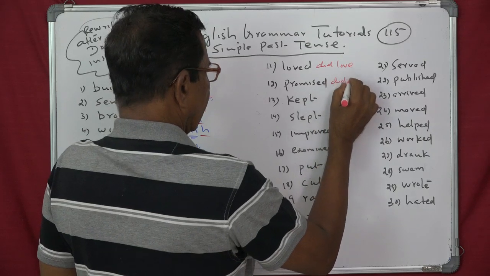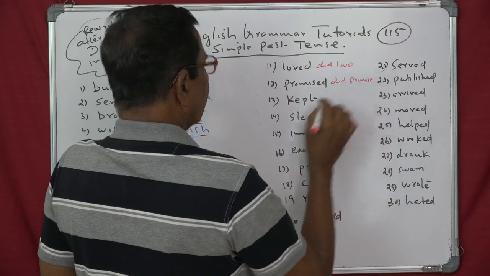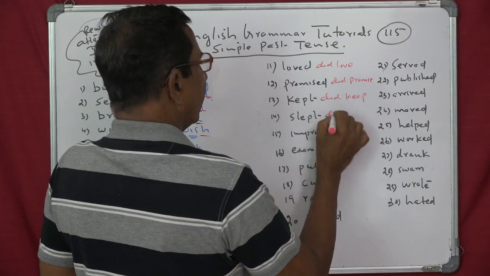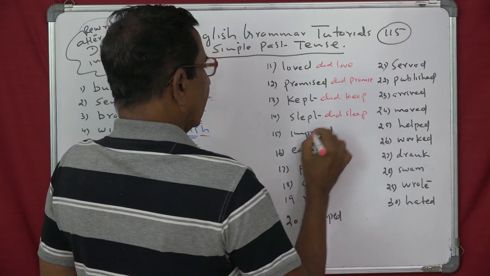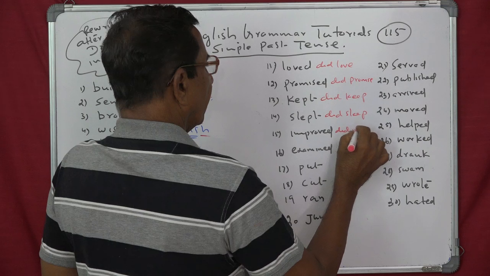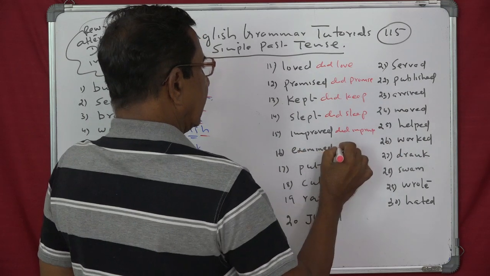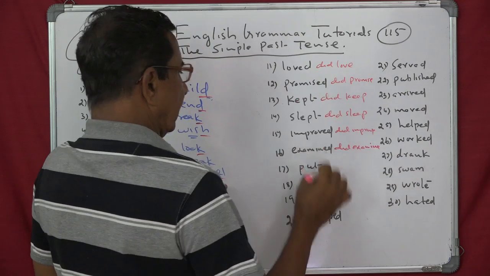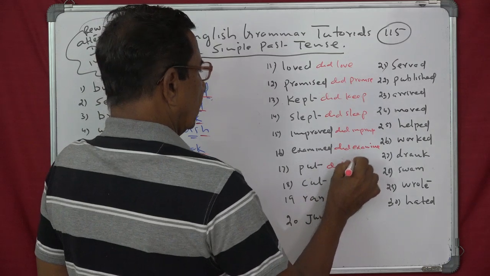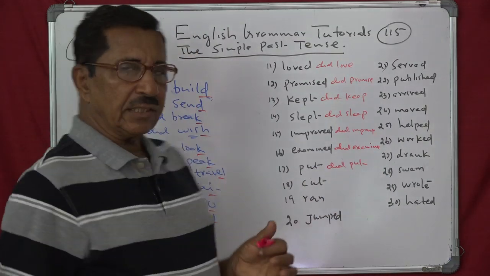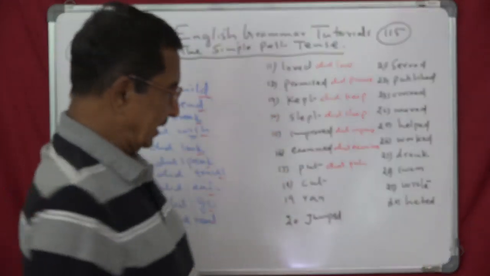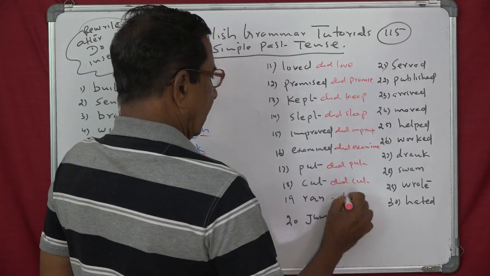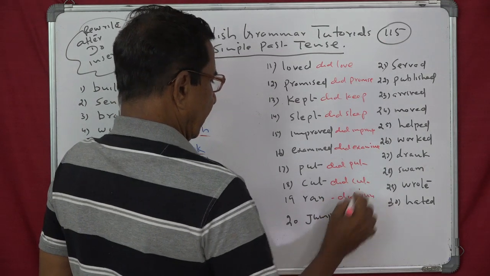Did promise. Did keep. Did sleep. Did improve. Did examine. Understand? You are following? Are you writing with me? Did put, because the present tense and past tense are the same. Put. Cut. So did cut. Did run. Did jump.